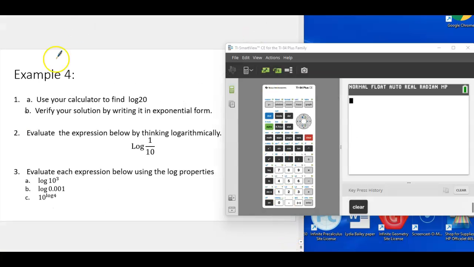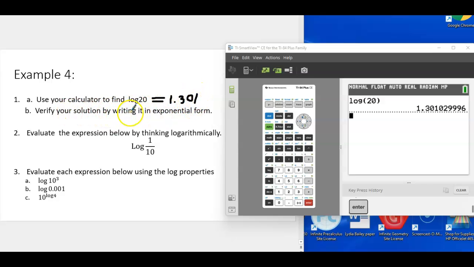So the first thing it asks us to do, it says use your calculator to find log 20. So we're going to find the button on our calculator that says log, L-O-G, and then we're going to put 20 in there. And then we're going to push enter. And there's the answer. So let's go ahead and write that down. And you guys might think, well, whoopity-doo, what's the big deal there? I will show you why we're doing that in the next part of this problem.